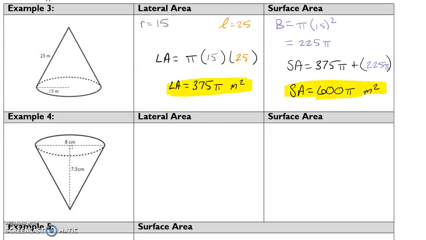Alright, so no trick for number 3, where radius is 15, slant height is 25, lateral area is pi r L, and the base is pi r squared, so pi times 15 squared. Go ahead and get our calculations. Okay. A couple of small things with example 4. If you haven't tried it, go ahead, press pause, and finish that one up.